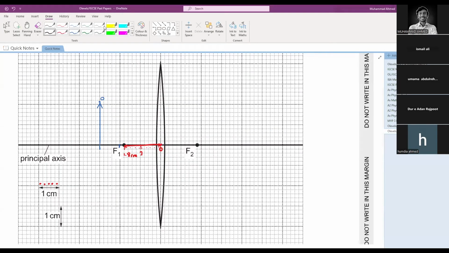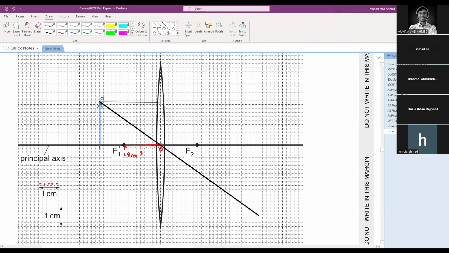Whenever you have to make an image, you make a ray from the object through the optical center. Whenever you have to make an image, first ray आप कहाँ से बनाते हो? From the object through the optical center. And one from the head of the object. This will be from the head of the object and somewhat like this. ये कुछ इस तरह.